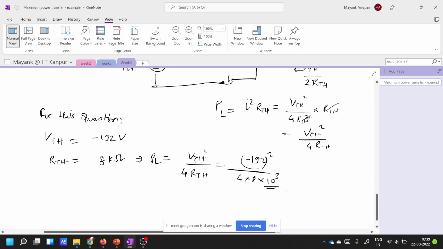Again, how did this 10 to power 3 come here? Can you tell me how did this 10 to power 3 come here? 1.152. No, no, I'm asking why did I write here 10 to the power 3? Sir, since the resistance was 8 kilo ohm, we have multiplied 10 to the power 3. Right, right. Yes, yes. So what is this value? 1.152 kilowatts. How much? Only watts, sir. Yeah, correct. Right, so this is the answer.